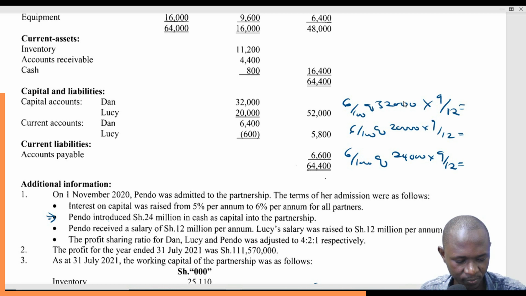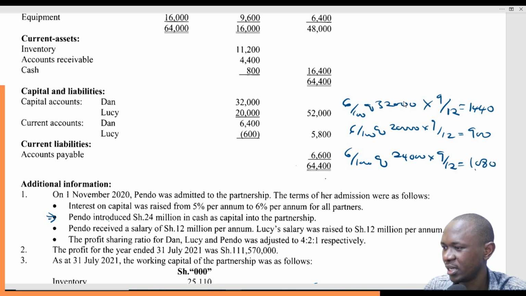So 0.06 times 32,000 times 9 divided by 12. That gives us 1440. Then 0.06 times 20,000 times 9 divided by 12. That gives us 900. And then 0.06 times 24,000 times 9 divided by 12. That gives us 1080.